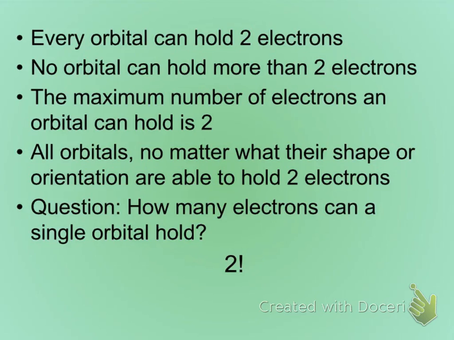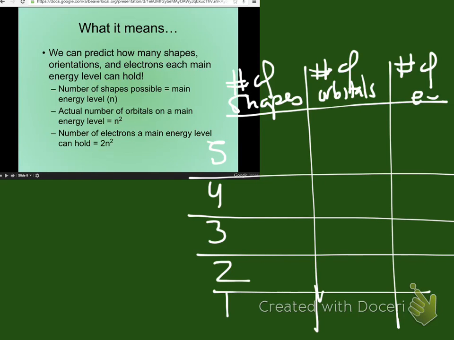Now, this makes it possible for us to do something really cool. On that first main energy level, how many shapes are possible? What do we have on the first main energy level? 1. And it's our old friend, the beach ball, the 1s. So we have 1 shape possible.